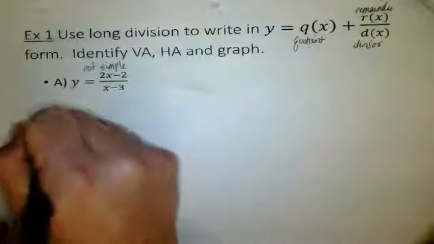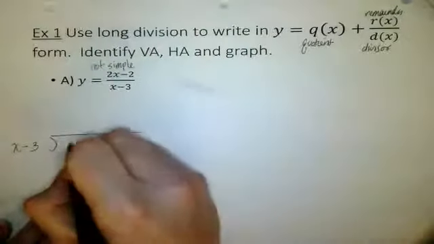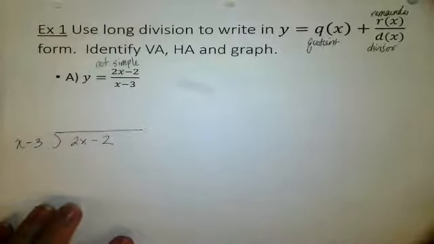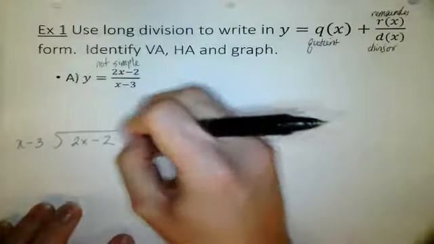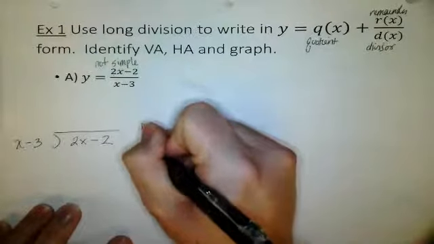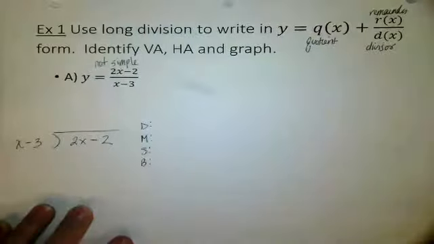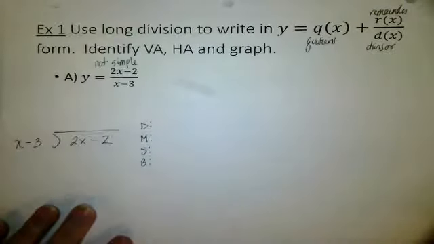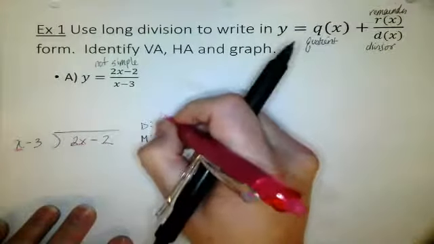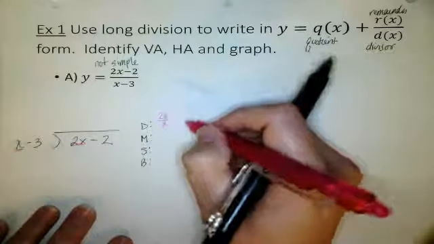So I'm going to do a little division here with x minus 3 into 2x minus 2. What's the algorithm for long division? Divide, multiply, subtract, bring down. What are we dividing first? 2x by x. Yeah, 2x divided by x gives me what? Just 2. And that goes on top.